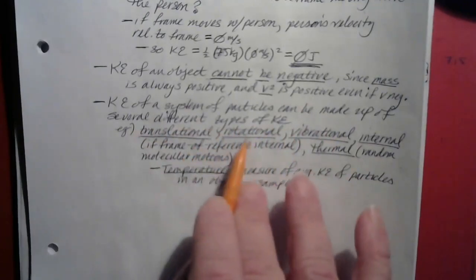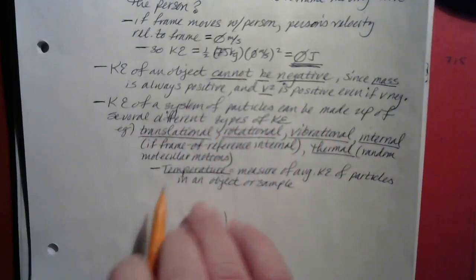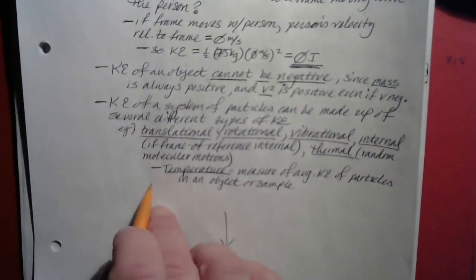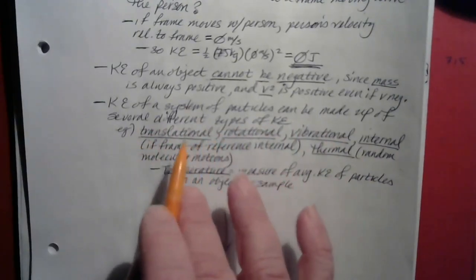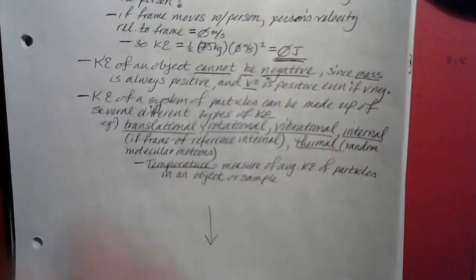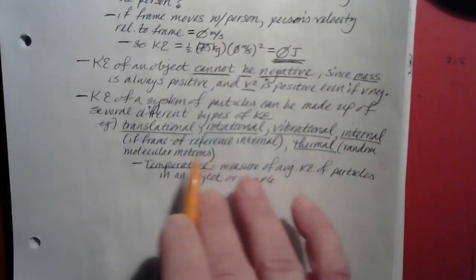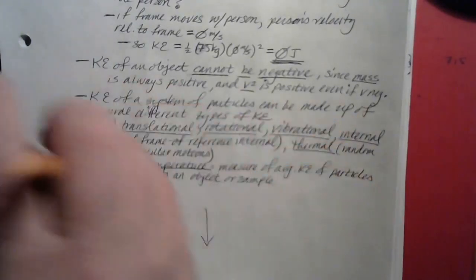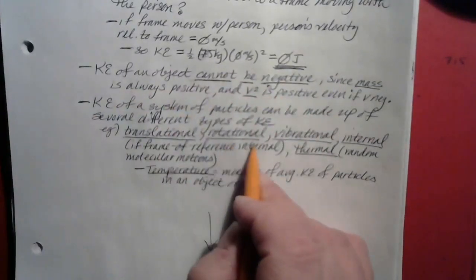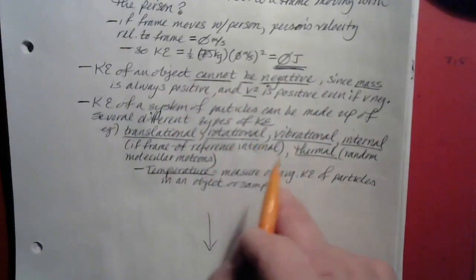The kinetic energy of a system of particles can actually be made up of several different types of kinetic energy. The kinetic energy of something moving from one place to another is called translational kinetic energy. So like the person walking down the aisle on the train, that's translational kinetic energy. The train moving on the tracks is also translational kinetic energy. There's also rotational kinetic energy. That is something that's rotating, like say the Earth on its axis would have rotational kinetic energy because of that. We didn't do the sections on circular motion, so we won't really encounter that, but it's nice to know that it exists.